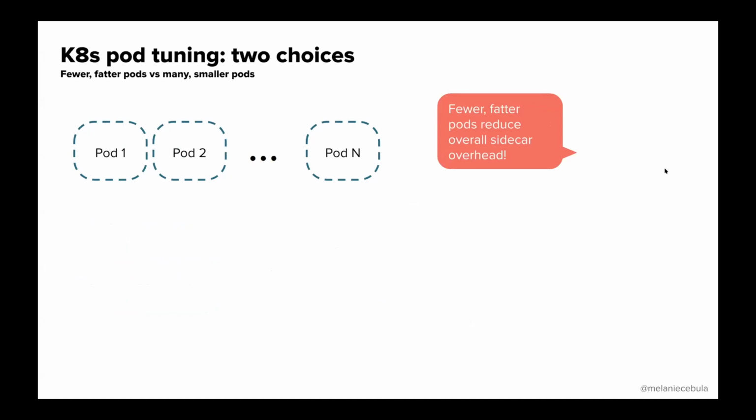Fewer, fatter pods reduce overall sidecar overhead. Try saying that five times fast. For every pod, you can think of this as sort of a tax per pod. So if you have fewer pods, you just have less sidecar overhead.